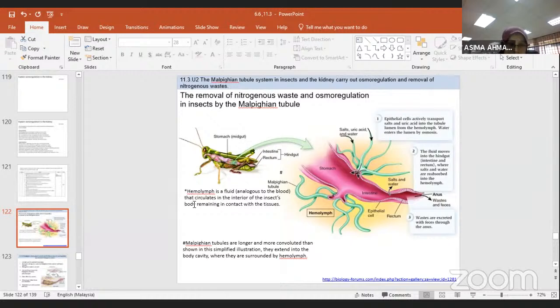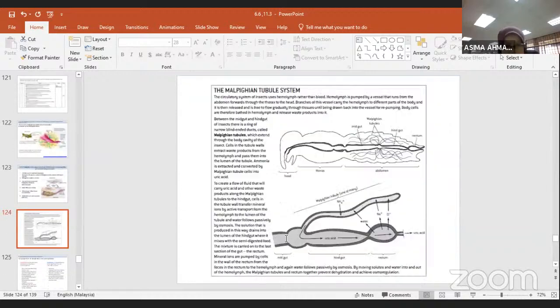First you must know what is hemolymph. Actually there is a detailed explanation in the IB guide. I have taken a picture and put it here. Later you can refer to it, the book I already shared, right?